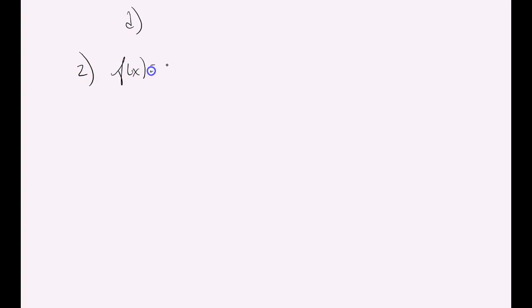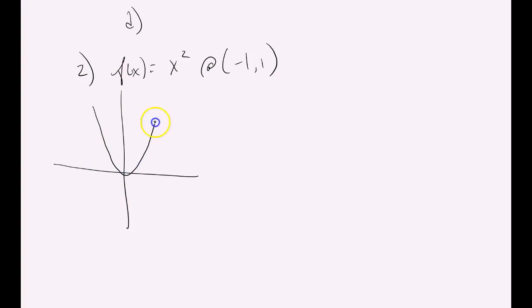So number 2 is x squared. And it's going to be at the point (-1, 1). Alright, so part A is to sketch. Hopefully we all know what this one looks like, right? Just a good old-fashioned parabola. Part B is the limit definition.